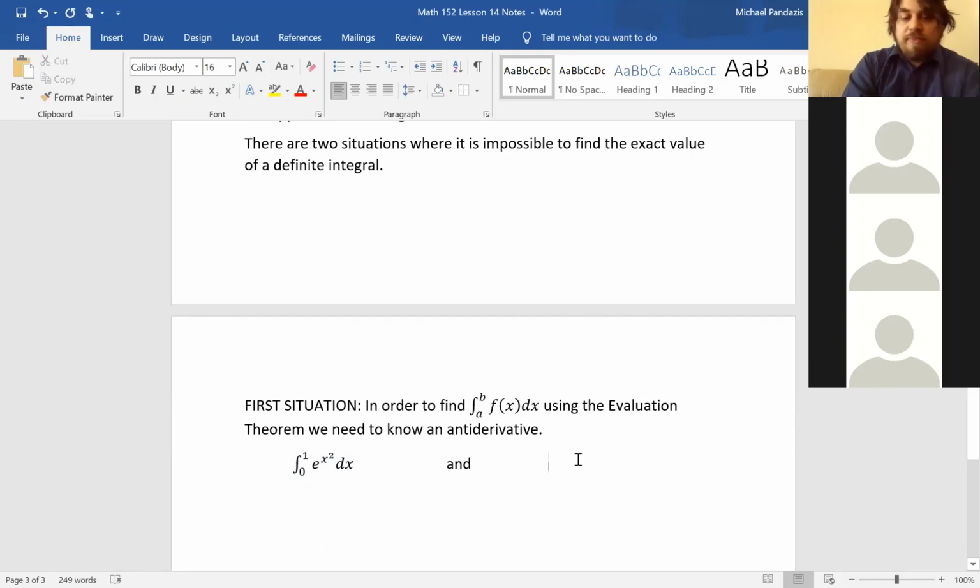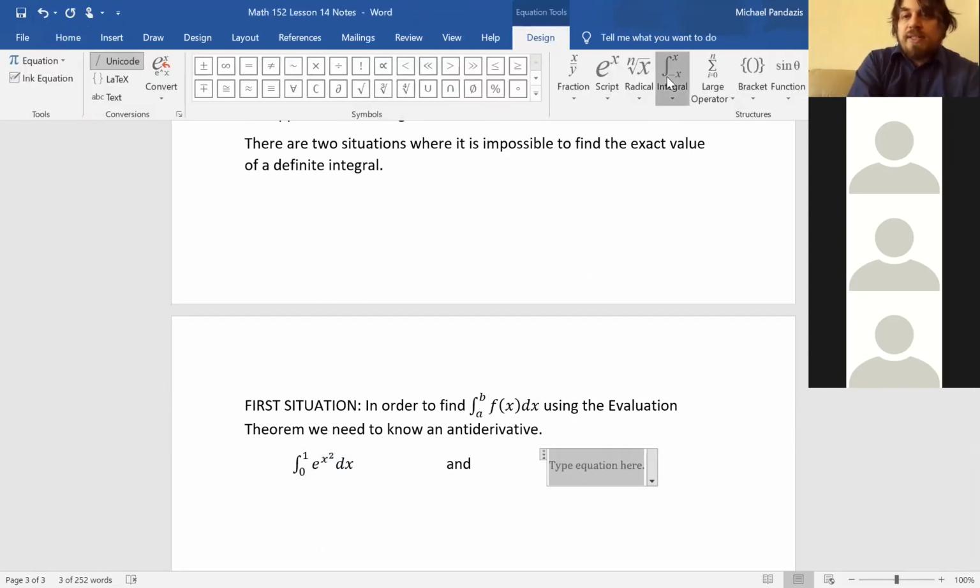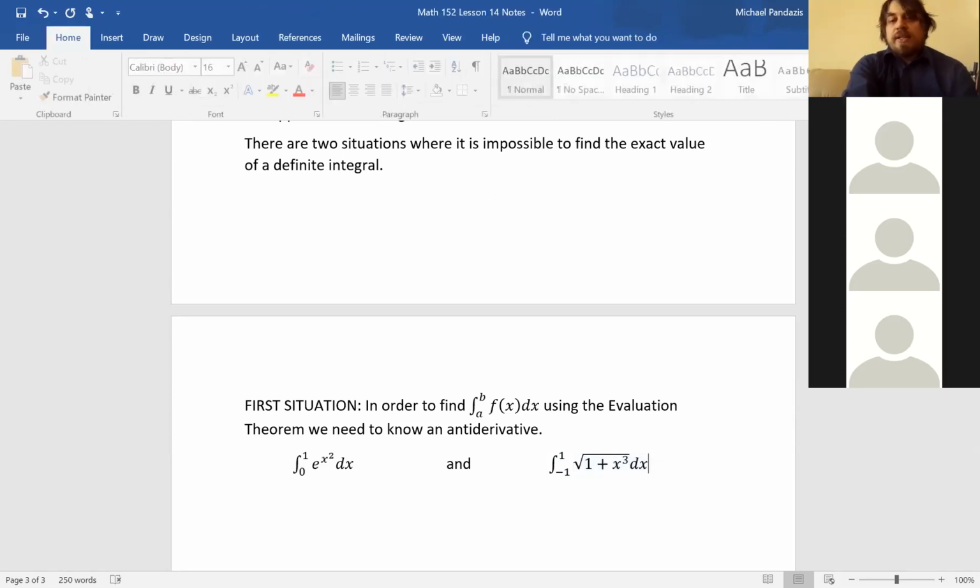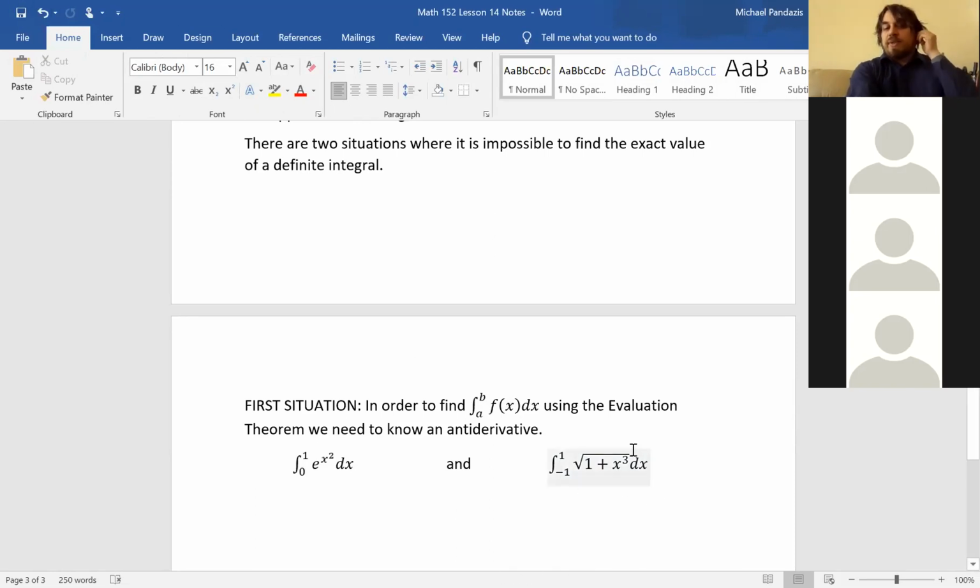So another integral where the same problem arises is this one. The definite integral from -1 to 1 of the square root of 1 plus x cubed dx. Here, you can't find an antiderivative of the square root of 1 plus x cubed. And since you can't find an antiderivative, you can't use the evaluation theorem, unless you know an antiderivative. All right, so that's the first situation.